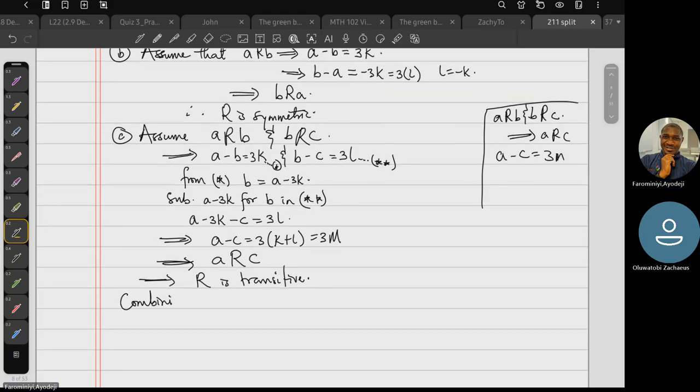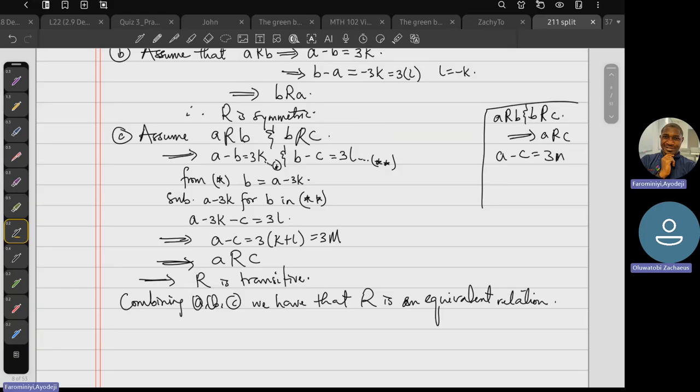Combining A, B, and C, we conclude that R is an equivalence relation. It's always fun showing equivalence relations.